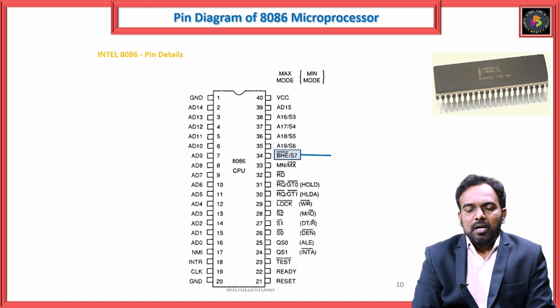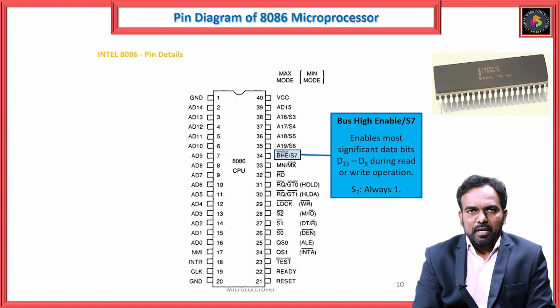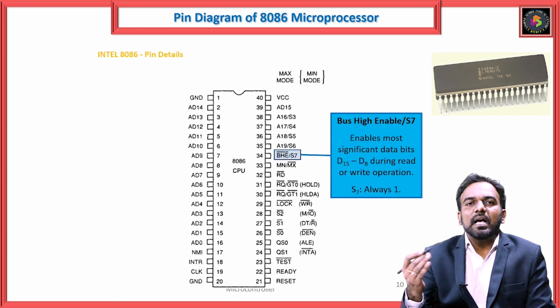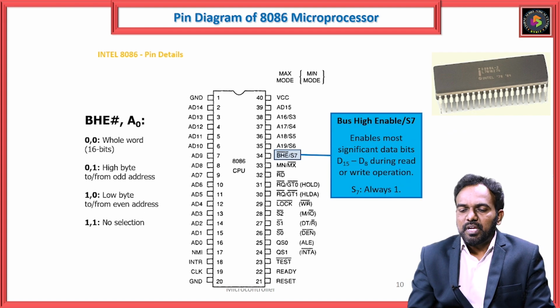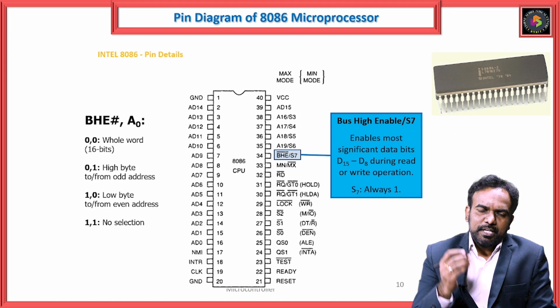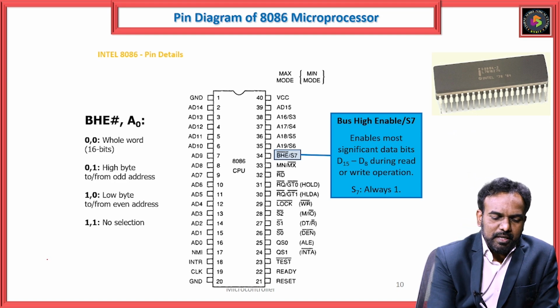Here some more pins are available in the 8086 microprocessor, such as the bus high enable. We already know the 8086 microprocessor contains 16 data lines in total.